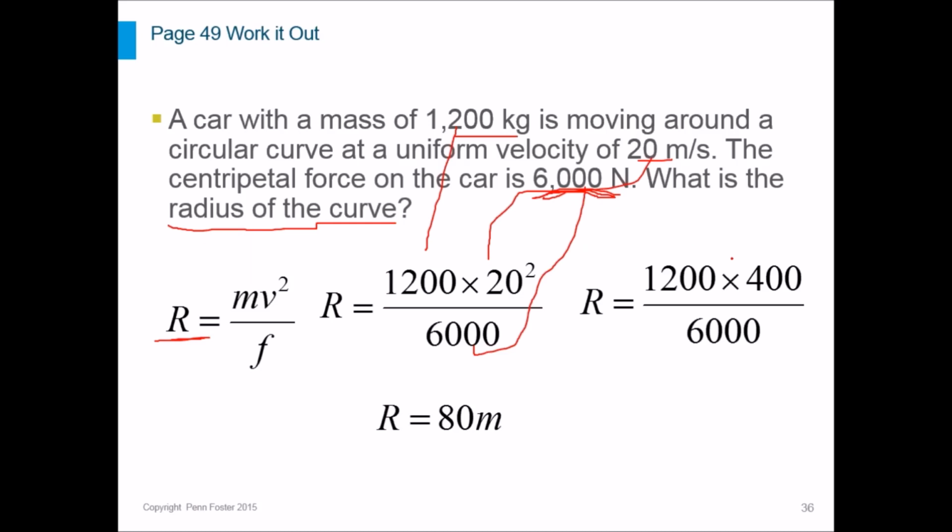We take our 20 squared. Okay, remember to do the square thing first. And then for our final answer, we multiply, divide, and then we get our final answer of 80. Right, so this is kind of like the problems before, where the most thought goes into setting it up. What formula do we use? What numbers go where? And then you just do the math once you get your numbers in the right places.